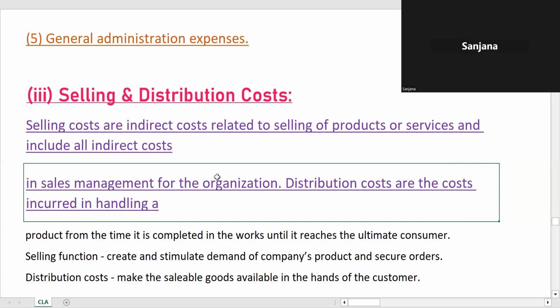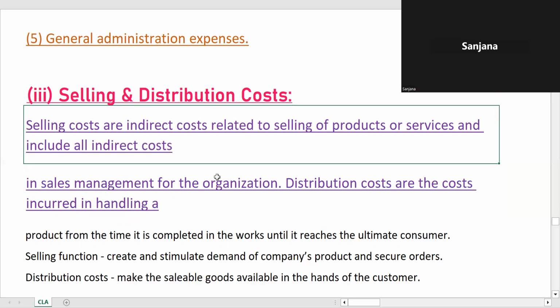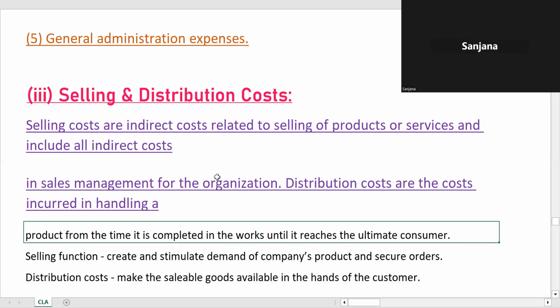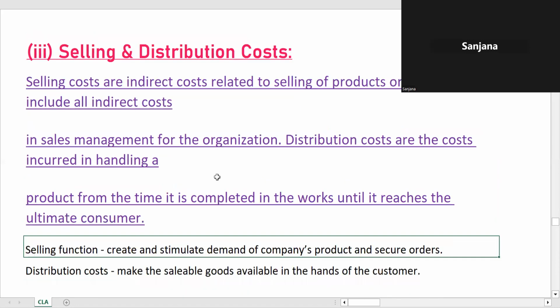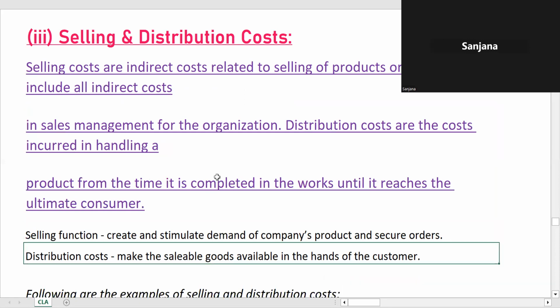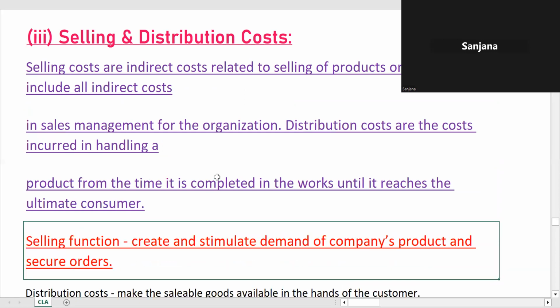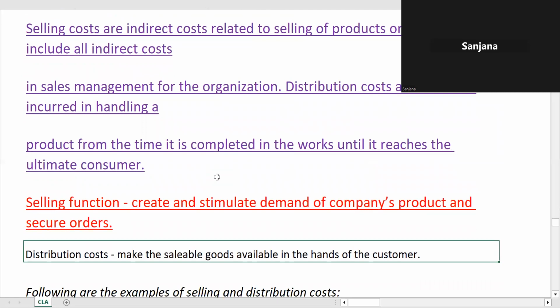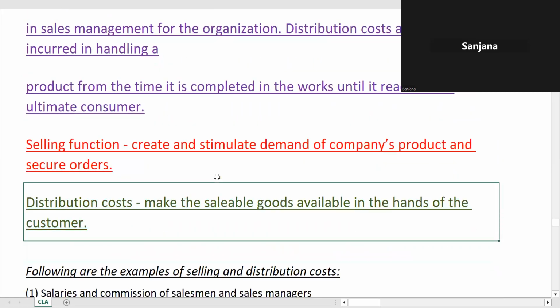Selling is the brain of the selling division. All major managers will be in the selling department, not in the distribution department. Distribution cost is the cost for handling a product from the time it is completed till it reaches the ultimate customer. The selling function is to create and stimulate demand for the company's products and secure orders. Its job is to help in selling of the products, proper advertising and all that. And distribution is just to make saleable goods available in the hands of the customer.